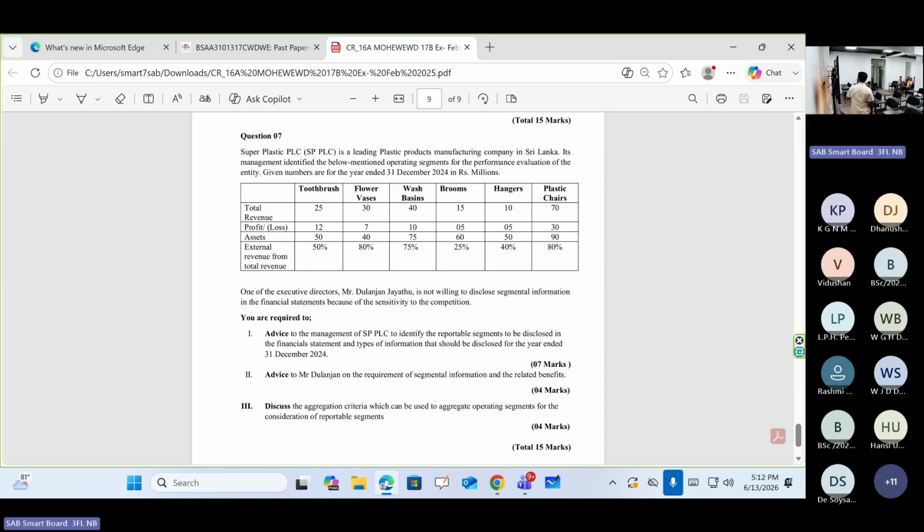Right. One of the executive directors, Mr. Dulanjan Jain, is not willing to disclose segmental information in the financial statements because of sensitivity to competition. What's the reason? We are giving unnecessary disclosures. The segmental information is too sensitive. Some of the organizations are having different segments with different tax rates within the organization.